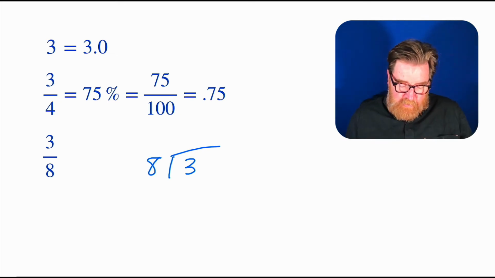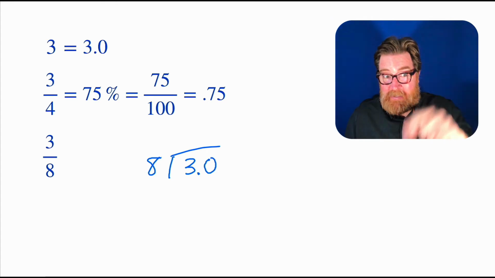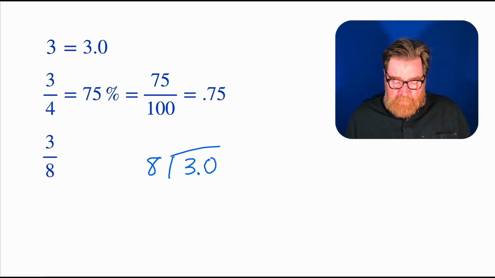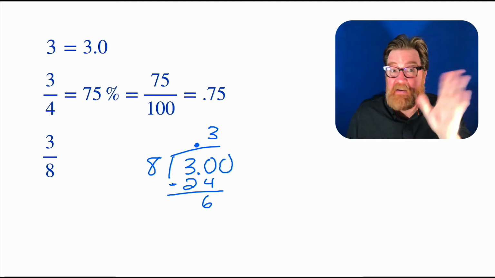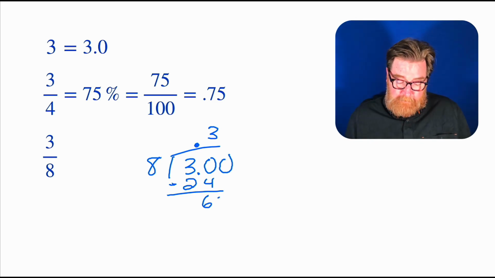Well, 8 doesn't go into 3, so let me drop that decimal point. Hey, we're using that top fact. 3 is really the same as 3.0, and let me put the decimal up there. So 8 goes into 30. Yes, it does. 3 times 24. We can subtract it. We get 6. Let me drop another 0, right? We can tack on zeros on the end all day if we want.